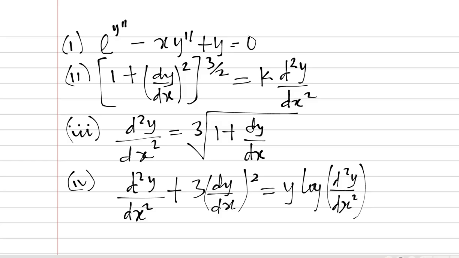Then the last one, which is our number 5: d squared y over dx squared all raised to the power 2 plus cos y equal to 0. You should find the order and the degree. Find the order and the degree of this question.